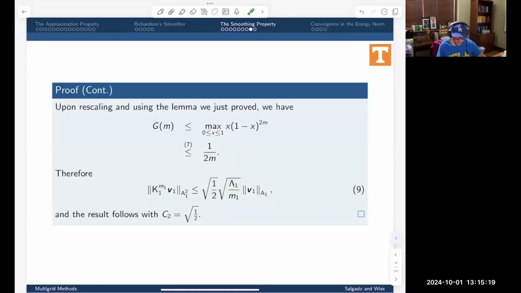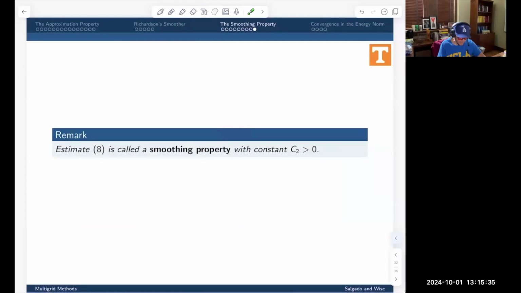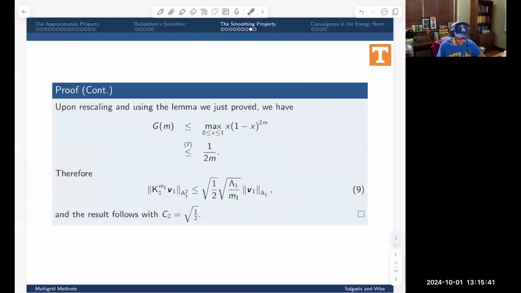And in particular, we do a little bit better than finding just some arbitrary constant here. We know what that constant is. It's got to be the square root of 1/2. Okay, so that's what we call the smoothing property. Estimate 8 is called the smoothing property with a constant C2. In particular, I would say with C2 equal to the square root of 1/2.